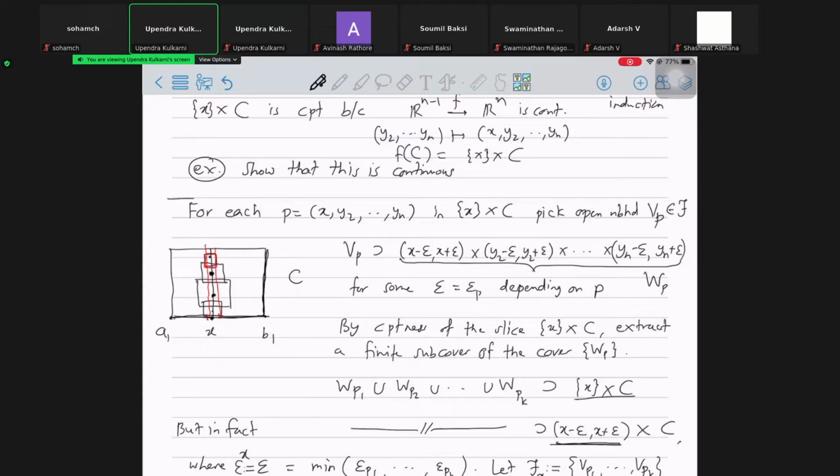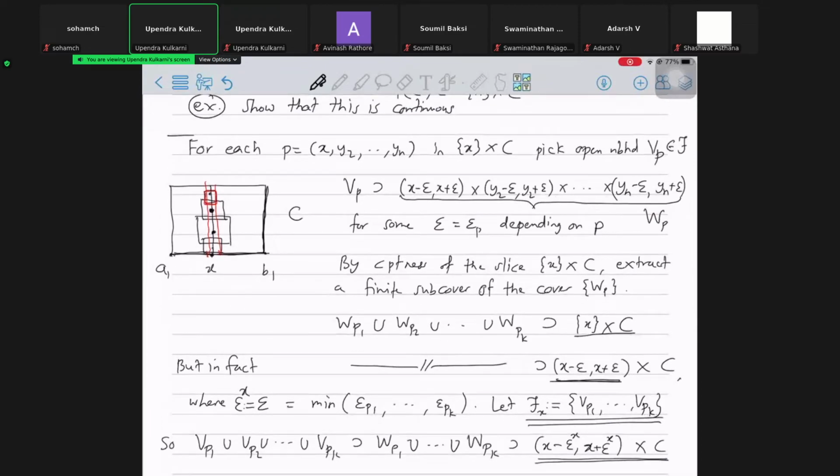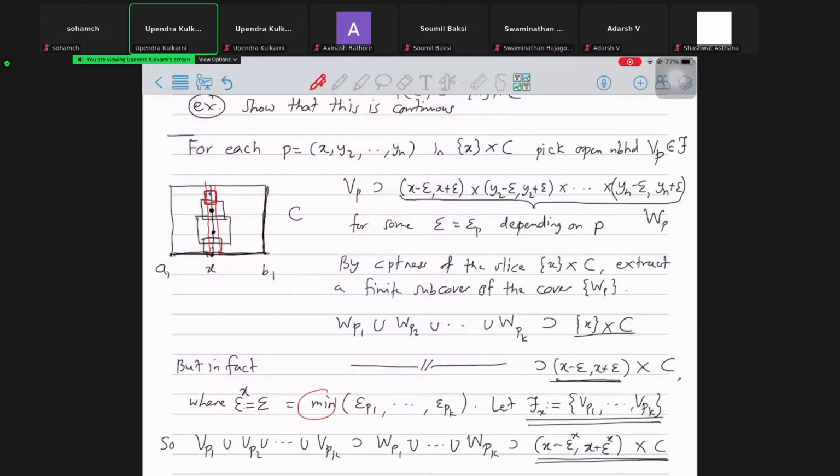You see, exactly the same idea is used over here. Except here the intersection is very nice, because I'm taking the intersection of open intervals around a point. So the intersection of a finite number of open intervals around a point, all centered at the point, is simply given by the smallest width. That's what happened over here when I took the min. That's what is happening. I'm taking the intersection.